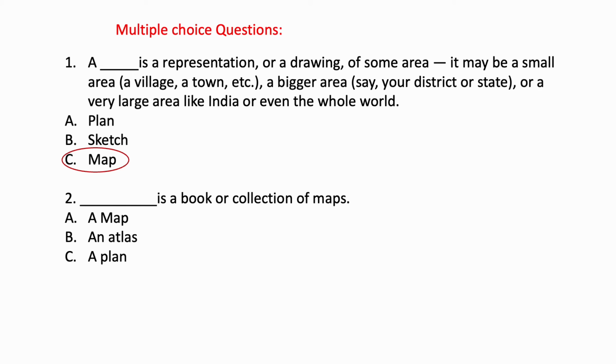Second one, dash is a book or collection of maps. Options are option A map, option B an atlas, option C a plan. Which is the correct answer? Option B, an atlas. An atlas is a book or collection of maps.